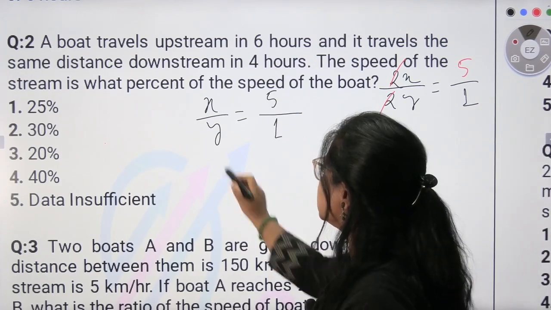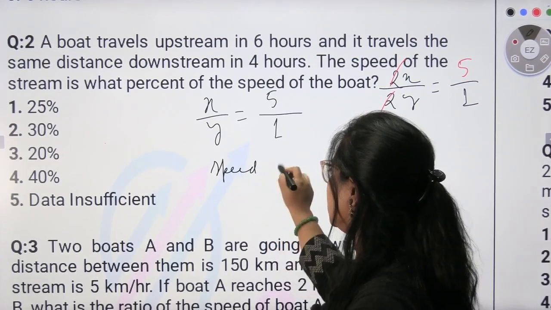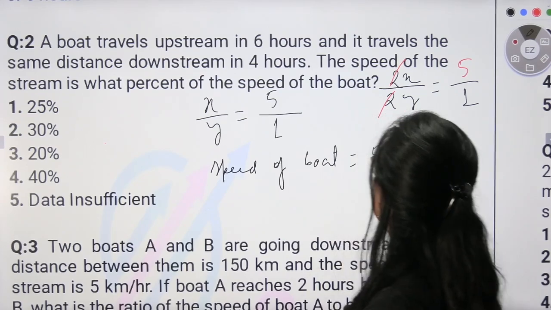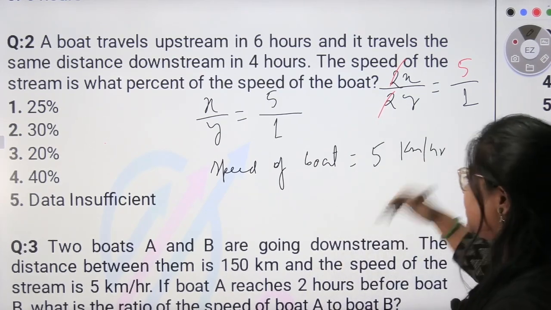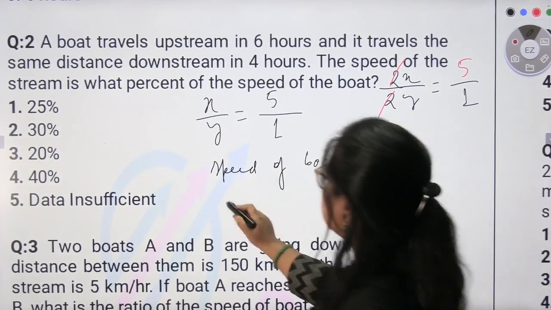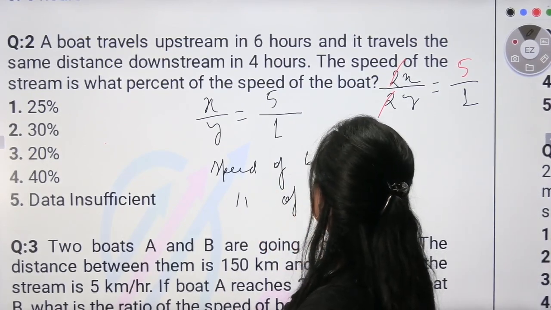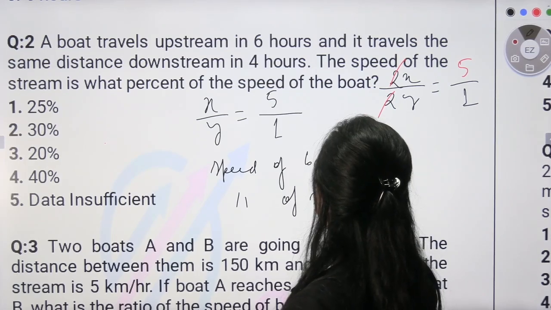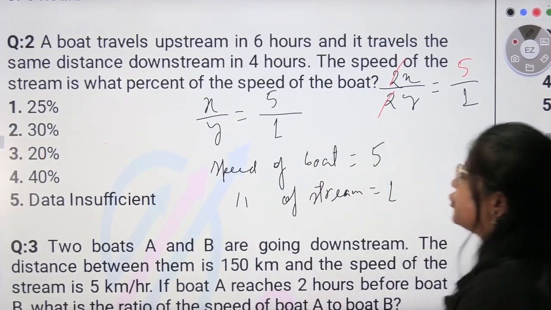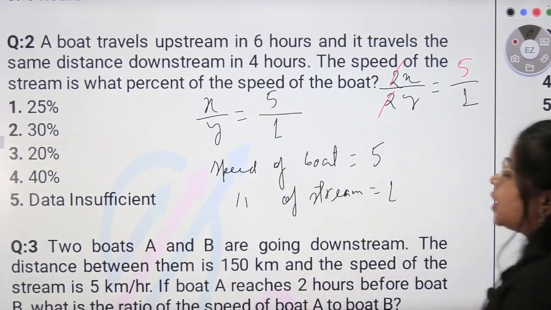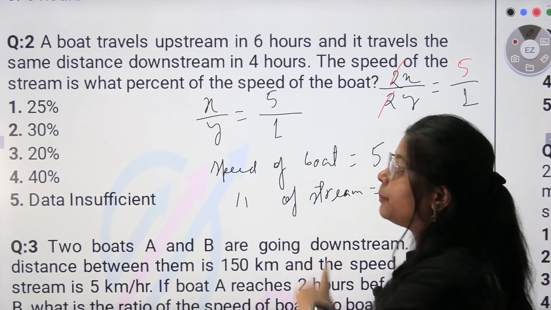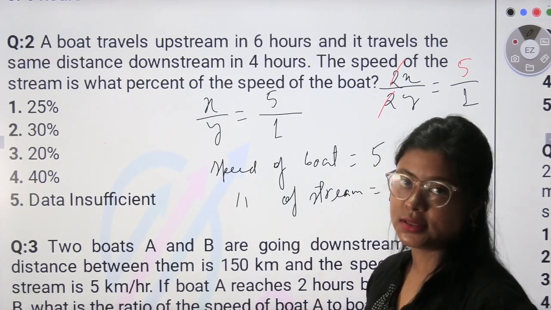That means the speed of boat will be 5 km per hour or something like that, and the speed of stream will be 1. So I get this from this ratio. Now you are asked to find A is what percentage of B. So here again we are applying the formula from percentage, isn't it?